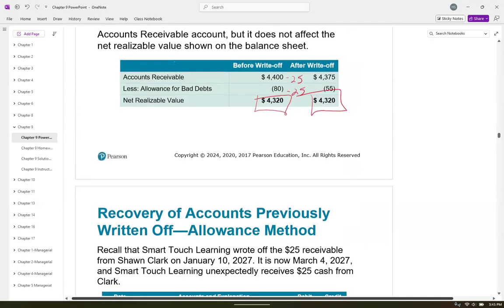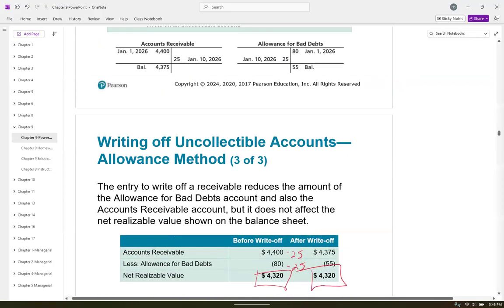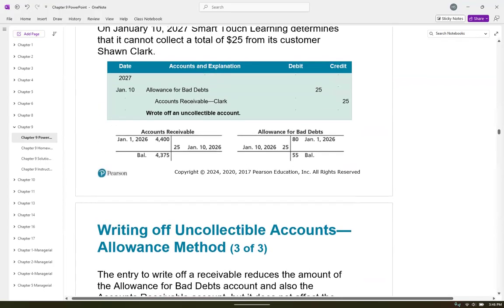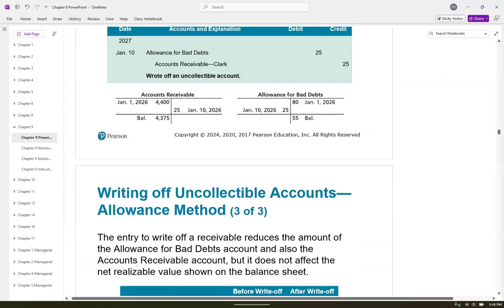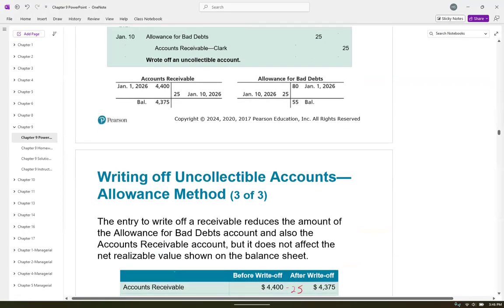All right, so let's look at another example. Recall Smart Touch Learning wrote off $25 for Sean Clark on January 10th, 2027. It is now March 4th, 2027, and Smart Touch Learning unexpectedly receives the $25 in cash from Clark. Remember in the previous one that a lot of students, after we write it off, want to say, oh no, we don't want your money. We've already written that off. Yes, we do want your money. We will figure out the journal entry.